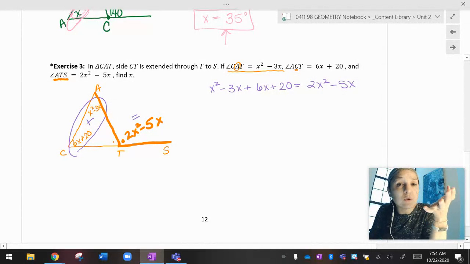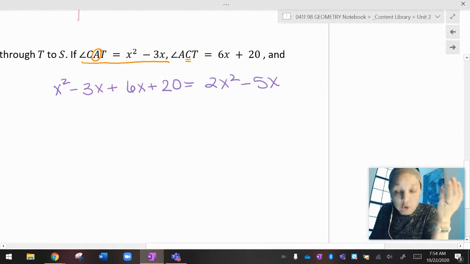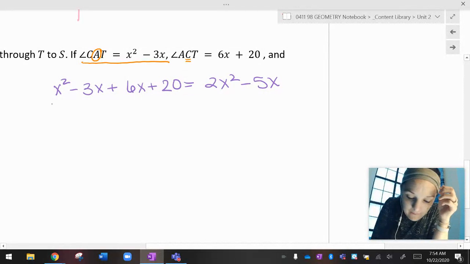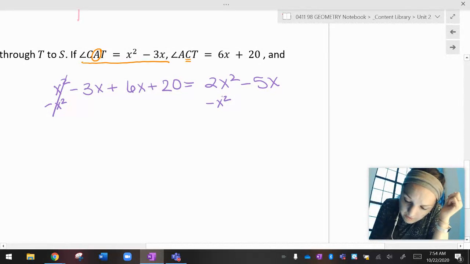So one of the things that you might remember from last year is when you have an x squared in an equation, you want to set the equation equal to 0. And you want to set it equal to 0 so that your bigger x squared stays positive. So I'm going to subtract x squared from both sides because there's more of them on the right.